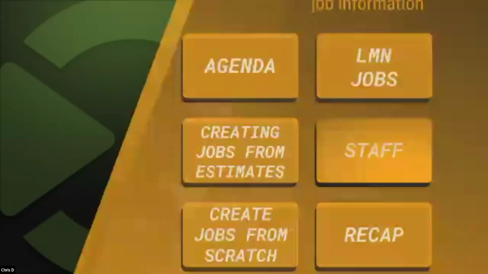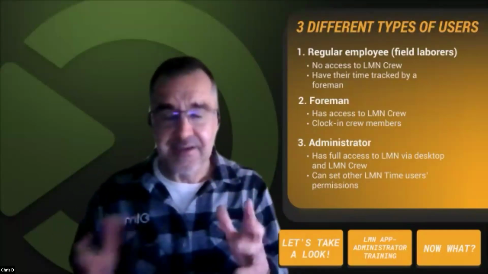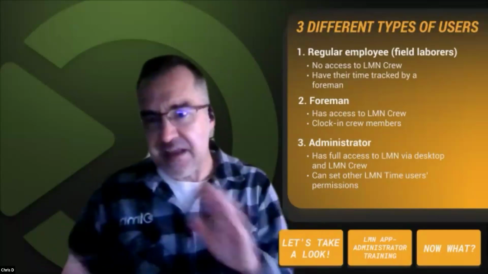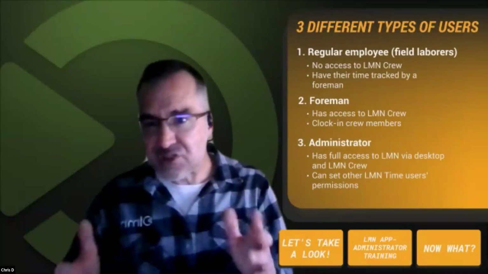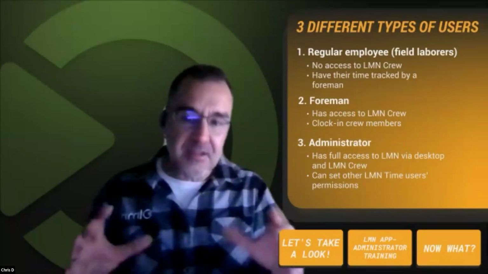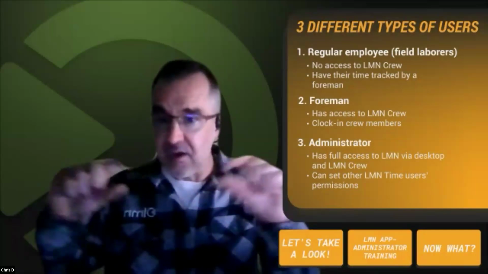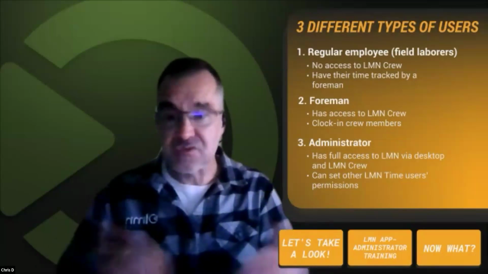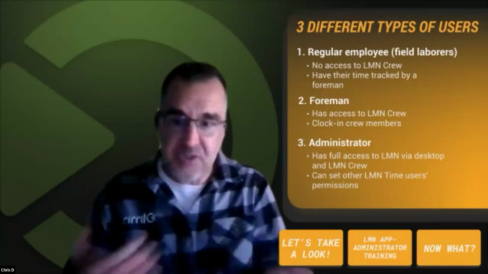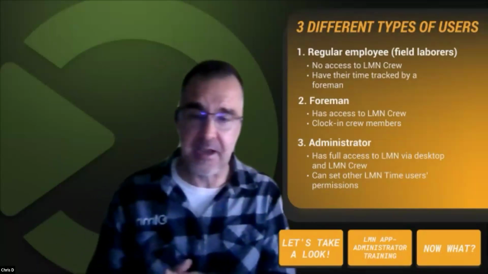The next thing that we want to cover in today's session is adding different types of users to your LMN account. In LMN, there are essentially 2, realistically, but kind of like 3. The reason I'm saying that is regular employees or field laborers are your first level of employee that can be added into your account. You'll need to add in everybody that works for you in the field, so all your laborers need to be included in your account.